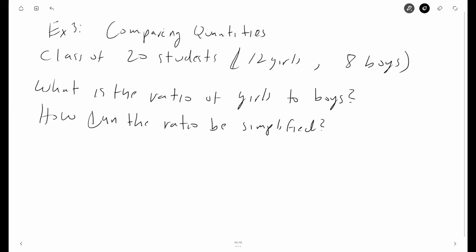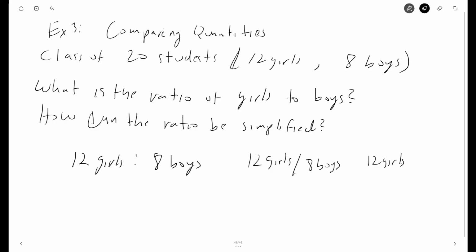Okay, so we're given a class of 20 students, and there are 12 girls and 8 boys. That means that the ratio is 12 girls colon 8 boys, or 12 girls divided by 8 boys, or 12 girls to 8 boys.